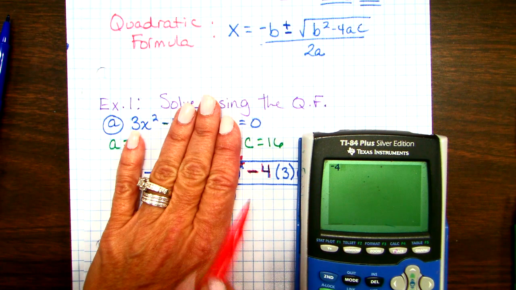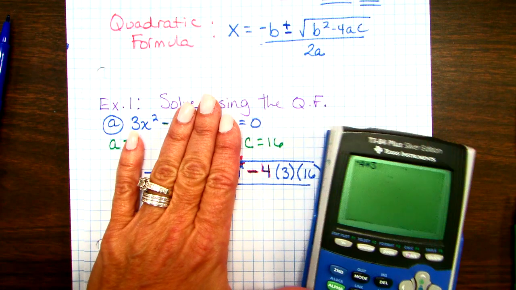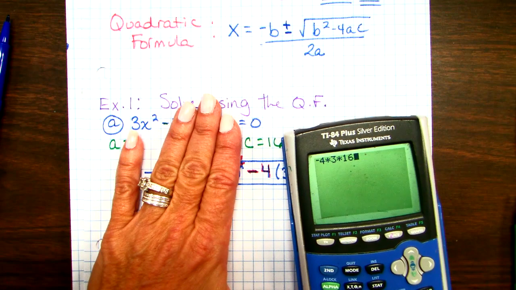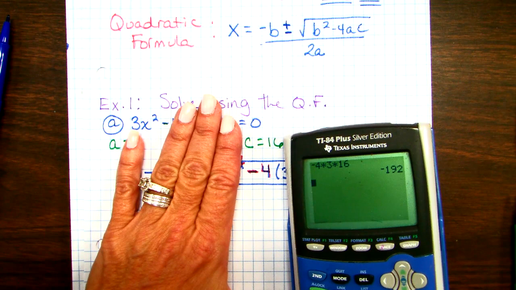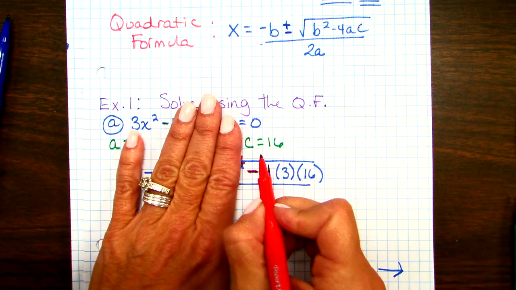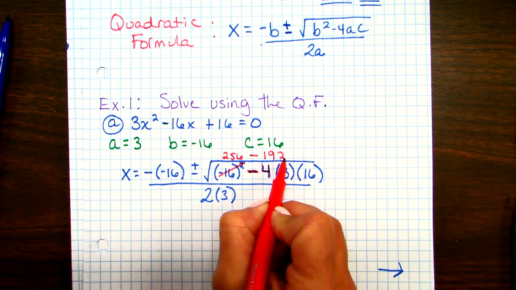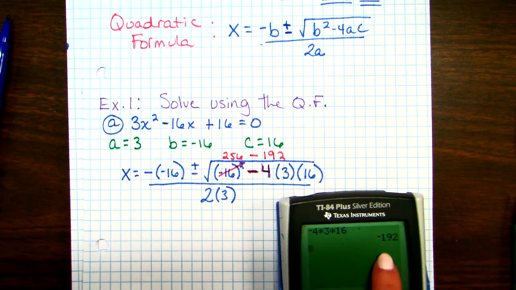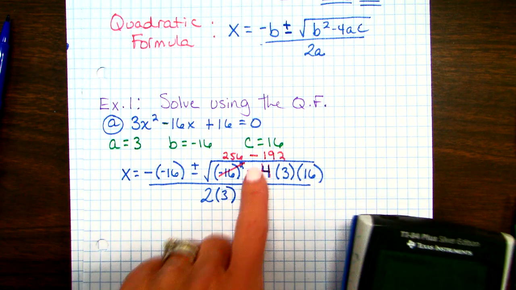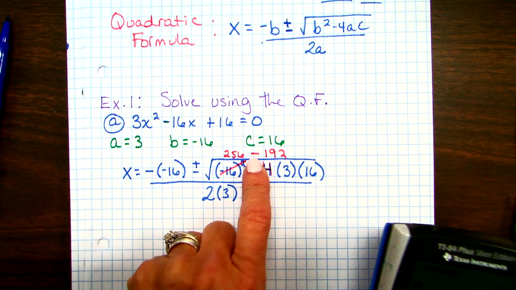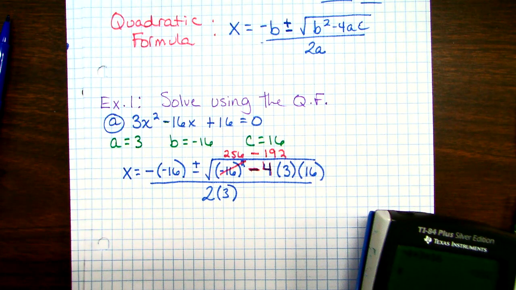So I'm going to type in negative 4 times 3 times 16. And I get negative 192. So that's what I write up here. Negative minus whatever. If it had been a positive answer, what would I have written up here? Plus 192, okay? So I'll show you that again in another example.